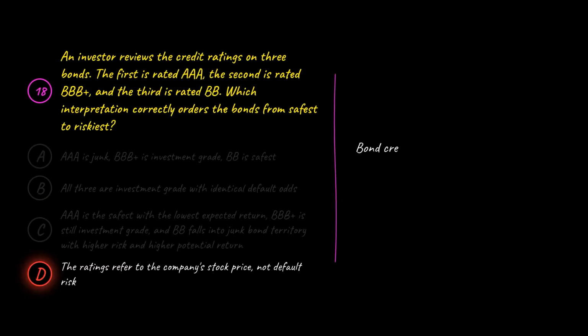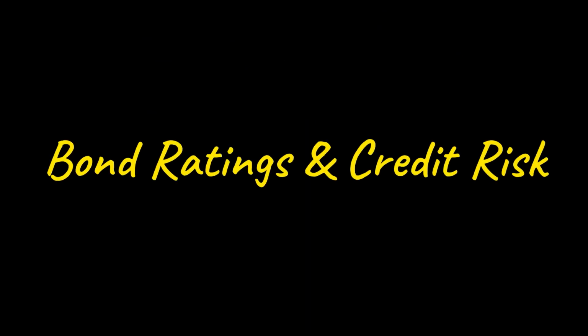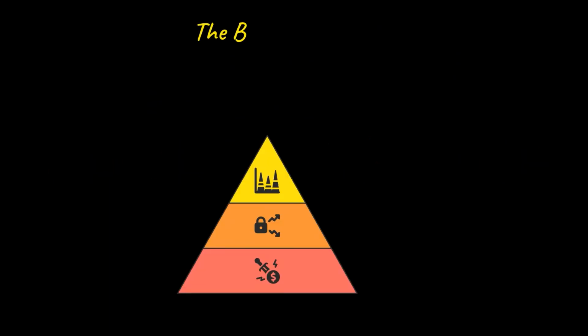D is wrong because bond credit ratings measure default risk on the bond's interest and principal payments, not the issuer's stock price. Bond ratings are letter grades published by agencies like Standard & Poor's, Moody's, and Fitch to summarize an issuer's ability to make timely interest and principal payments. They exist because most investors cannot perform deep credit analysis on every bond they consider. So agencies do it and distill the result into a single letter.